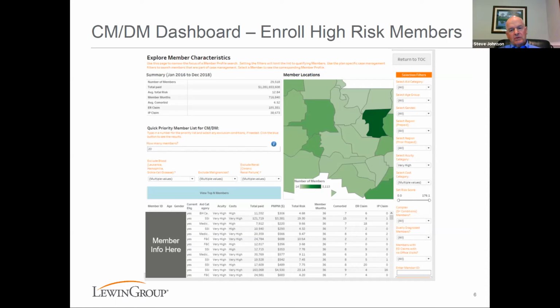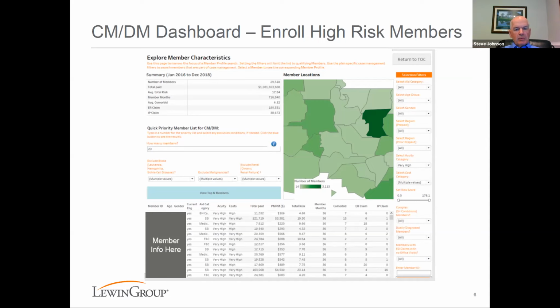In this particular view, there are filters on the right-hand side. I've got a filter to look at very high acuity members. I can look at members with multiple comorbid chronic conditions. I can look at members who are dually diagnosed with behavioral health and physical health conditions. As I apply those filters, I'll see a list at the bottom of the visualization that shows members, their age, their coverage, their acuity, and some basic statistics on their utilization of different services. So that's one way to drill into the data.